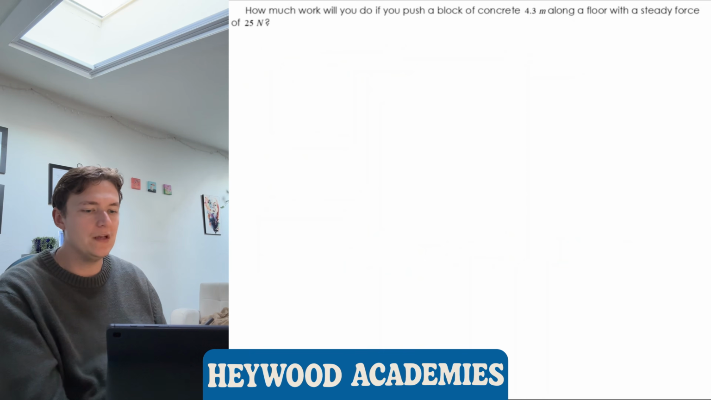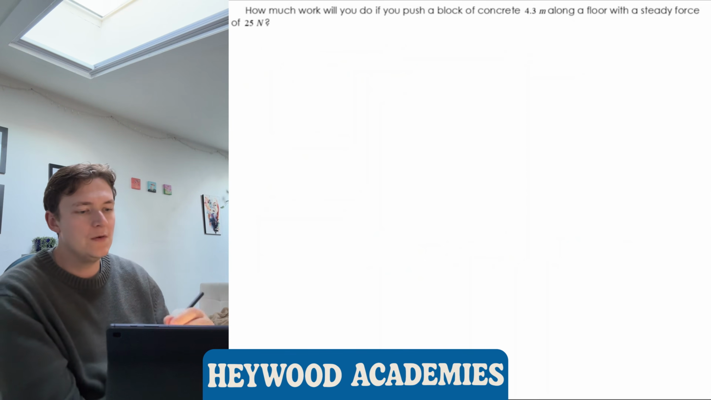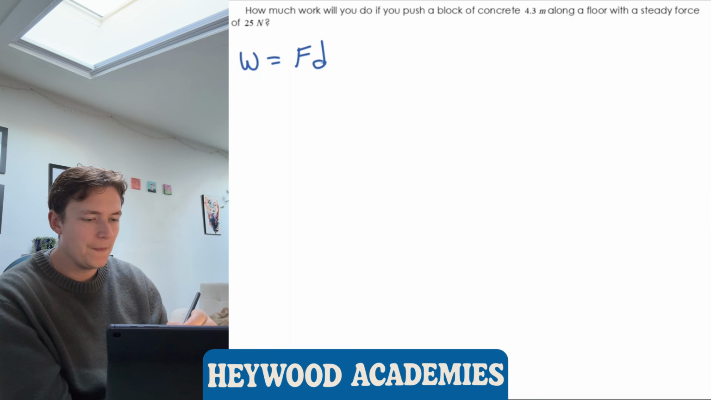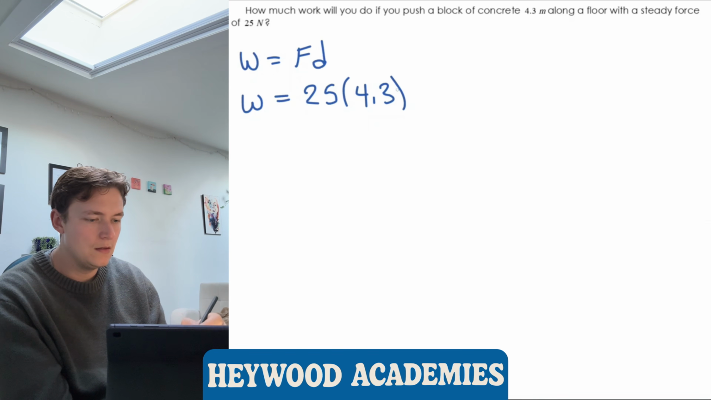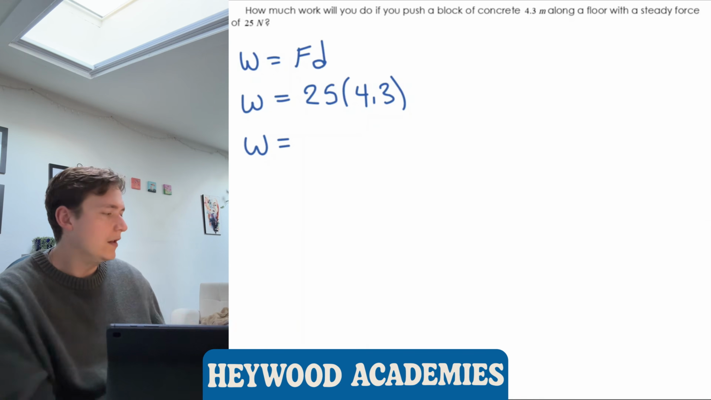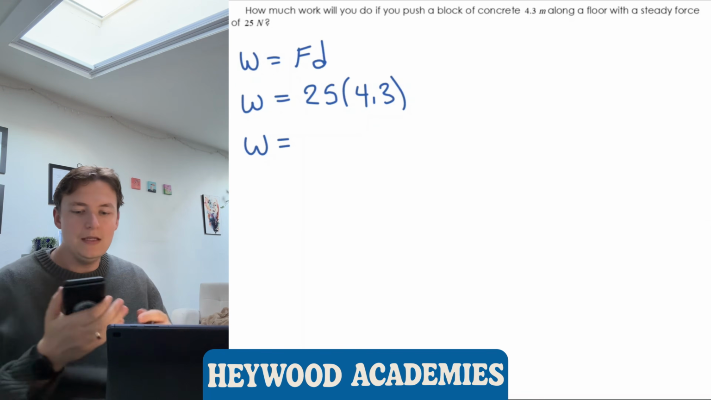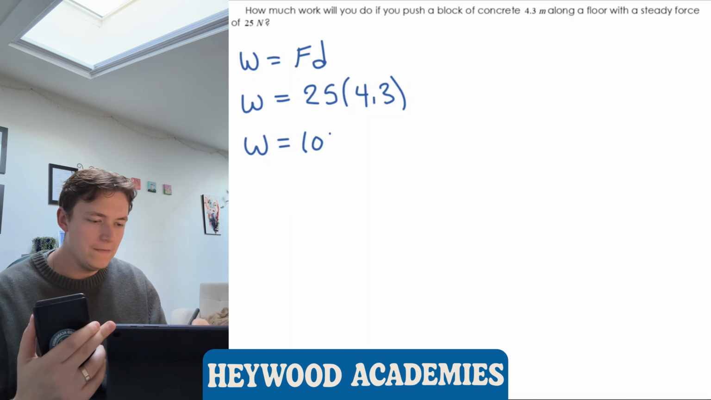How much work will you do if you push a block of concrete 4.3 meters along a floor with a steady force of 25 newtons? Okay, nice and easy one for us. Work is equal to force times distance. They gave us both those numbers, so we can fire those in there. 25 newtons, 4.3. Calculator time. 25 times 4.3 is 107.5 joules.